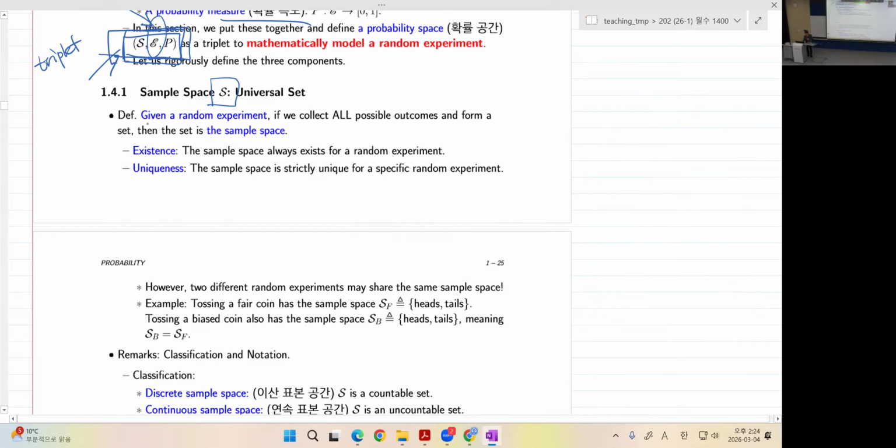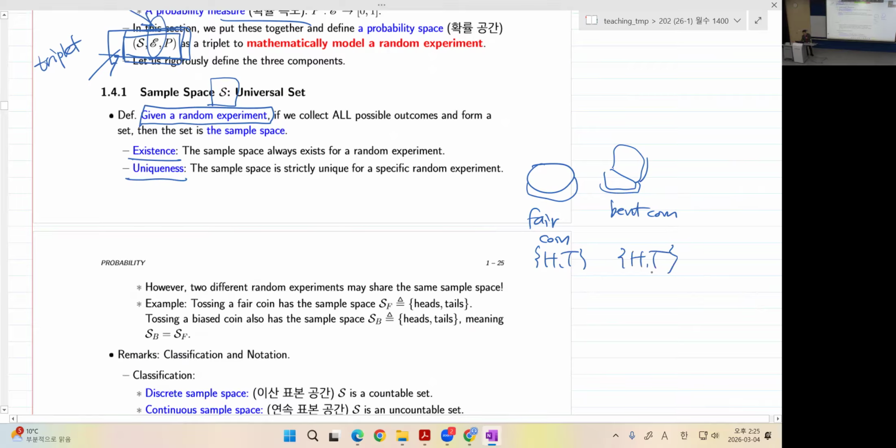And as you see, given a random experiment, by definition, if the random experiment is well defined, then the sample space just exists. And in many cases it's obvious, and also it's unique. The trouble is that different random experiments, so suppose you have a fair coin, and you have a bent coin, then you may have the same sample space. So different random experiments, of course, may have the same sample space.